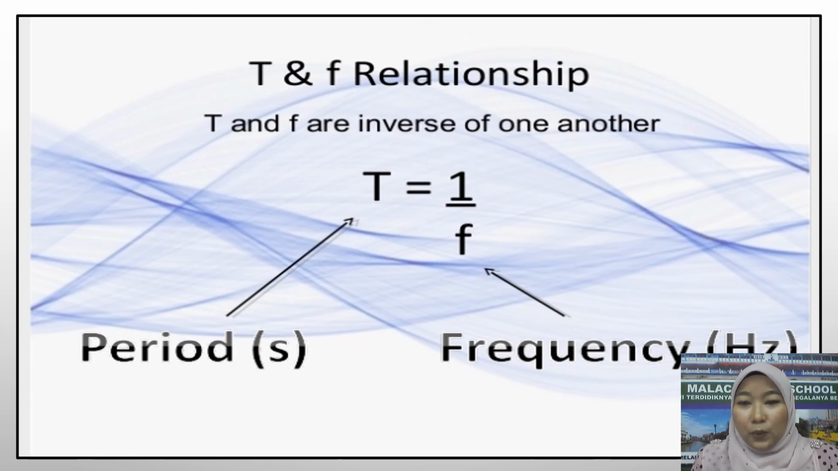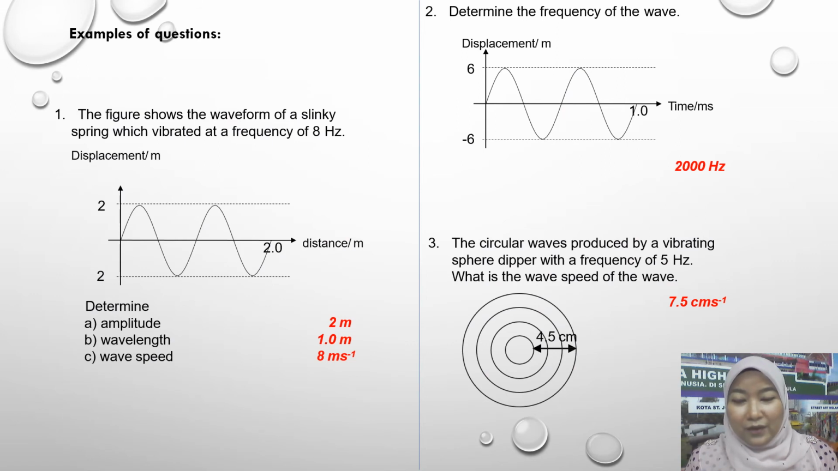Okay class, what is the relationship between period and frequency? Period and frequency are the inverse of one another. T = 1/f, where T is period and f is frequency. So, T is inversely proportional to the frequency. Okay class, we have finished our lesson today. Let's have some exercise on this topic.